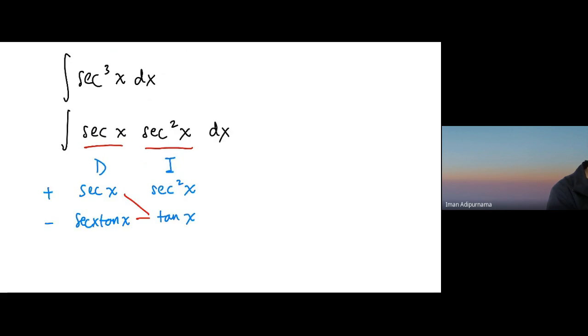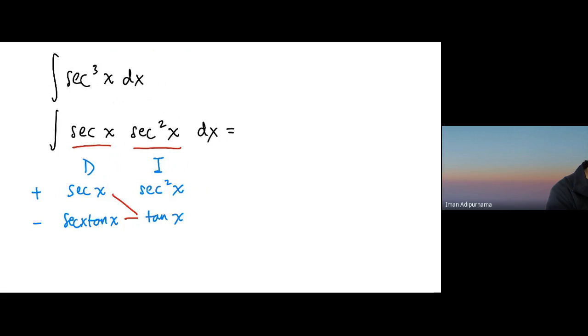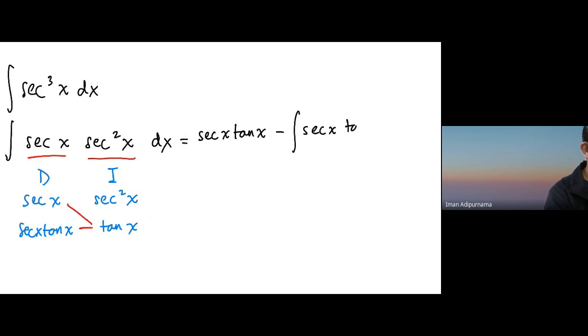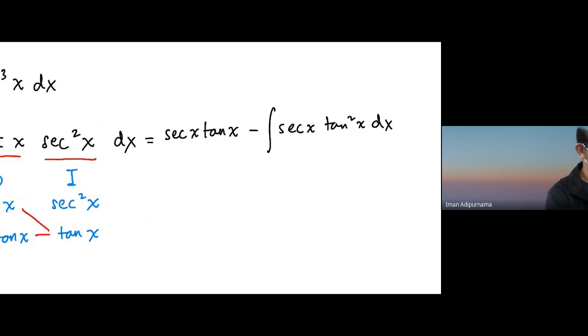So we will have secant x tangent x minus secant x tangent squared x, right? And we need to solve this one. Okay, how to solve this one?